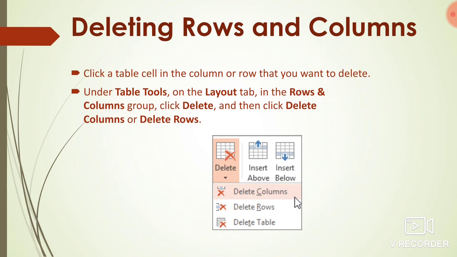Next is deleting a row and column. How will you delete a row and column? For this, first you have to select that particular row and column that you want to delete. Then same under the table tool on the layout tab in the row and column group, click the delete option. Then three options are there: delete column, delete row and delete table. According to your requirement, if you want to delete the full column, select delete column. If you want to delete the row, select the delete row option, and if you want to delete the table, select the delete table option. Then that particular row, column or table will be deleted from the table.